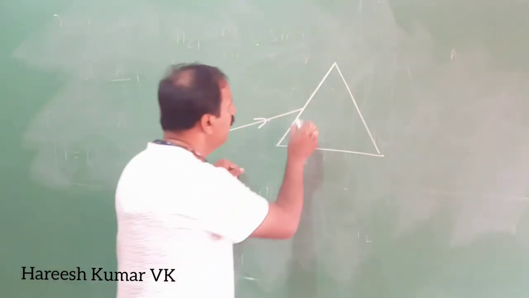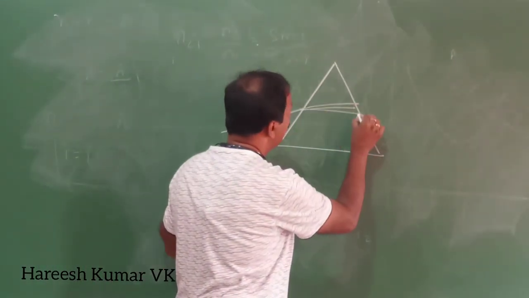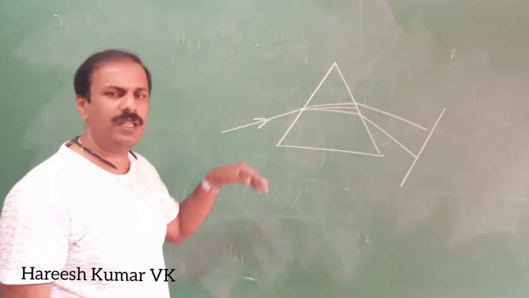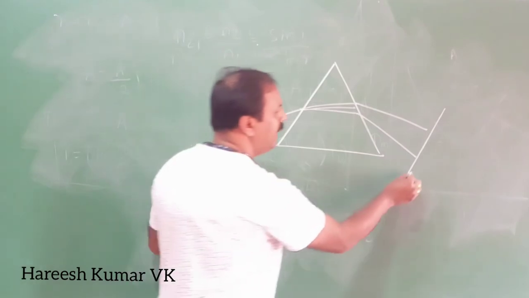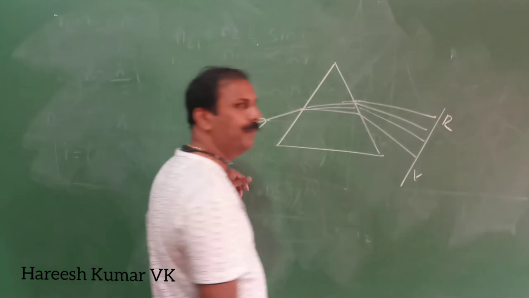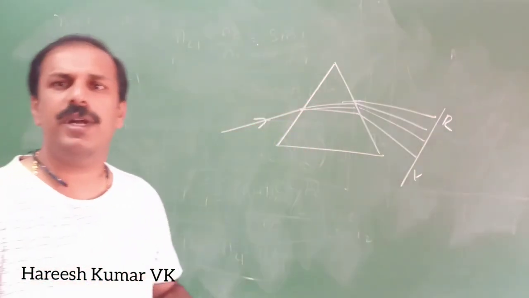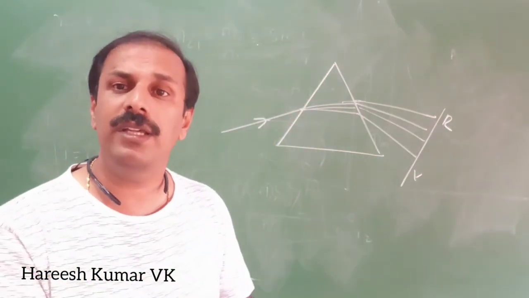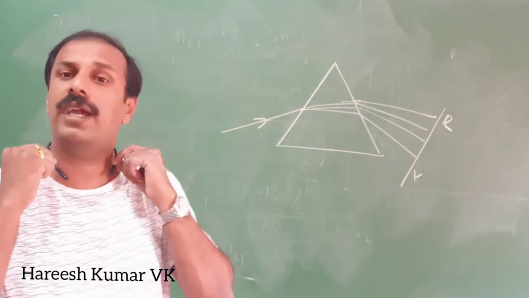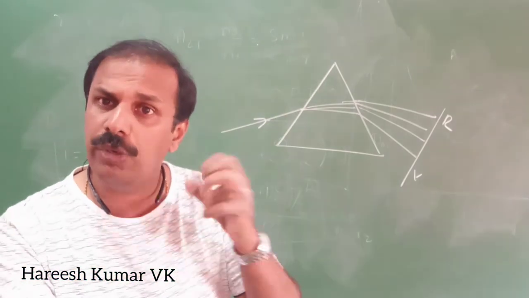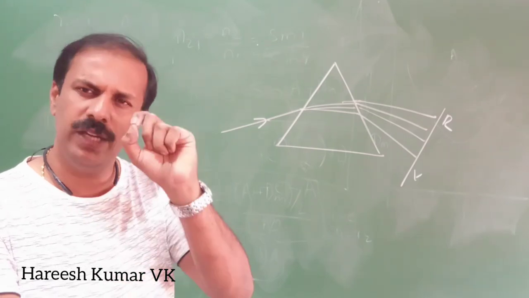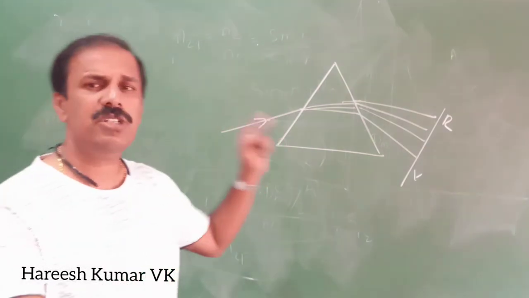So you can see that when the colors bend like this, the blue bends maximum and red bends less. The violet is down. You learned the VIBGYOR, the violet will come here, red will come here. So different colors will bend like that. Violet bending maximum means the refractive index of violet is the maximum. So refractive index is more for violet means violet moves slowly inside the glass. The difference is minute, a very minor difference, but still there is a difference.